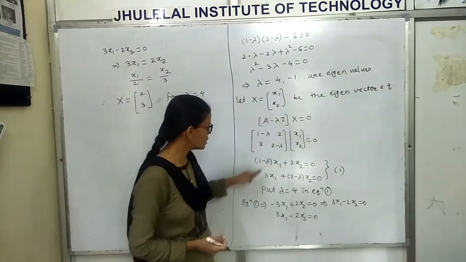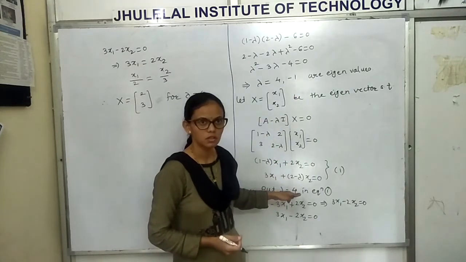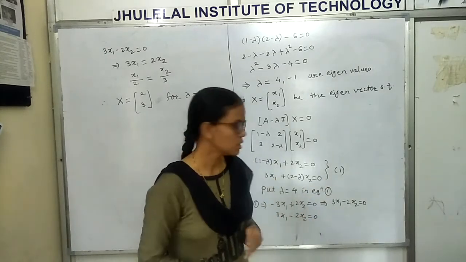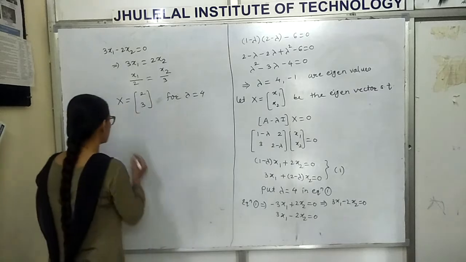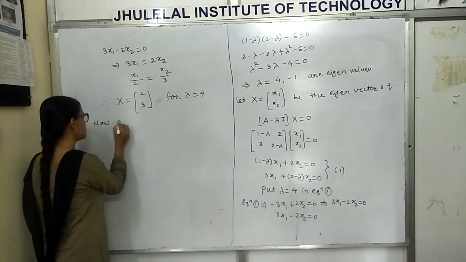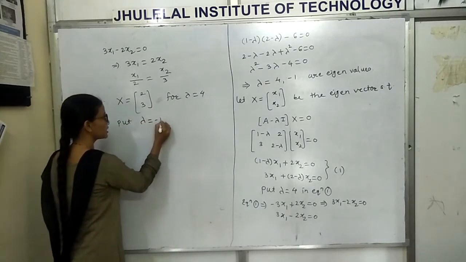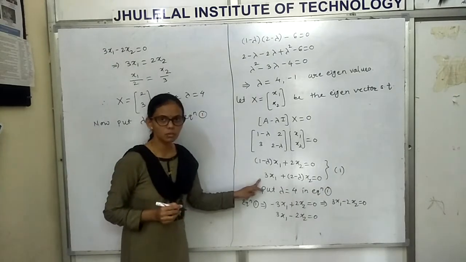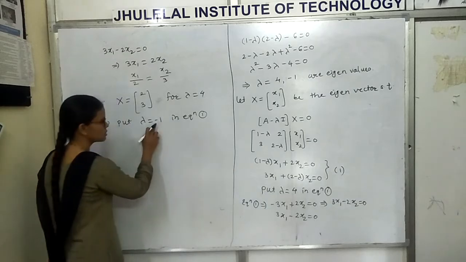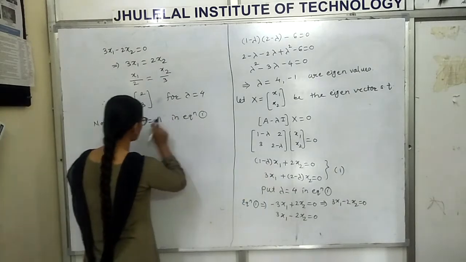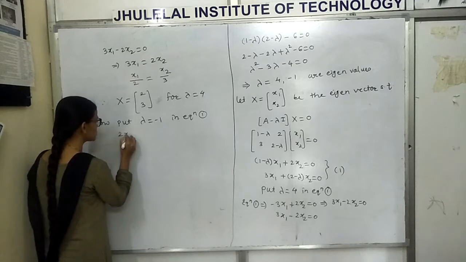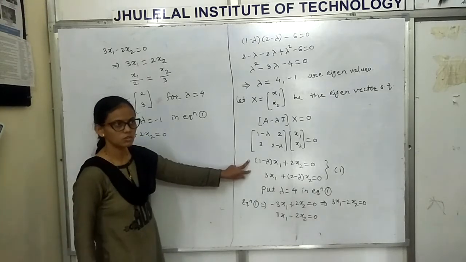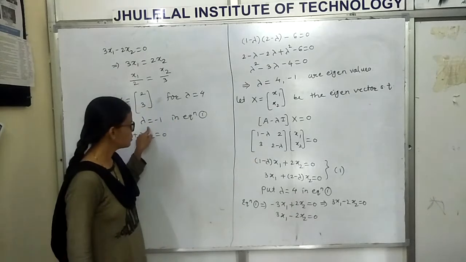So substitute lambda equal to minus 1 in this equation. Again we will get two equations, solve them to get x1 and x2. Next I am substituting lambda equal to minus 1 in equation 1. So this equation 1 will now become 1 minus of minus 1, which will be plus, 2x1 plus 2x2 equal to 0.